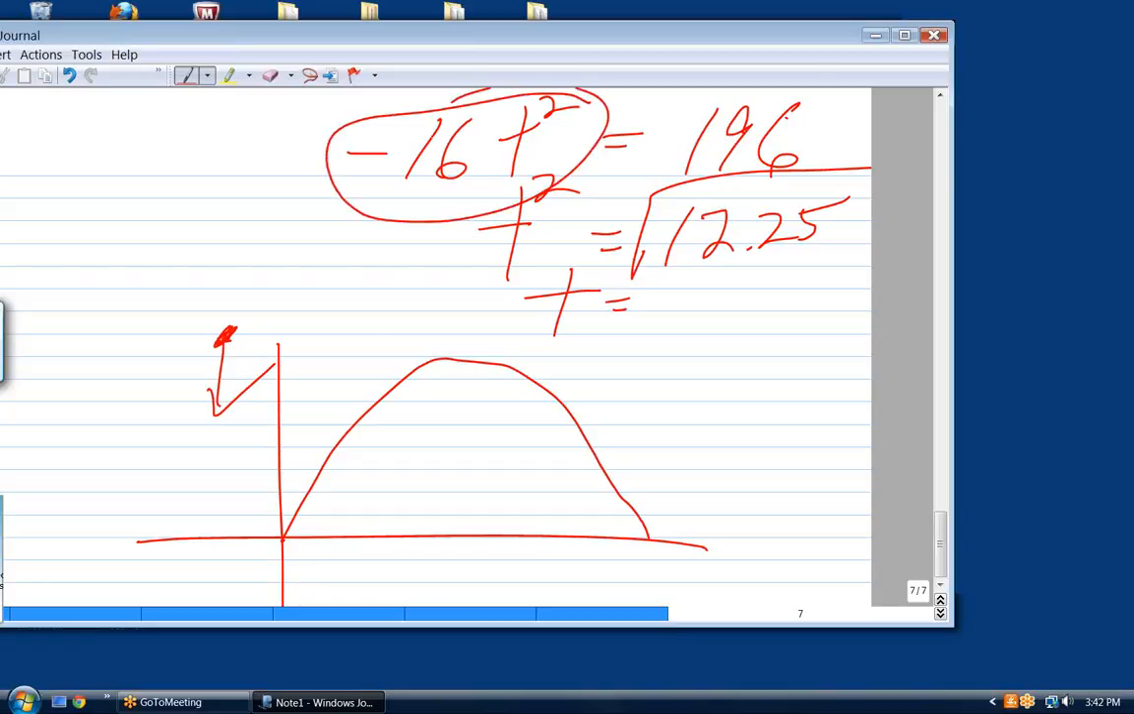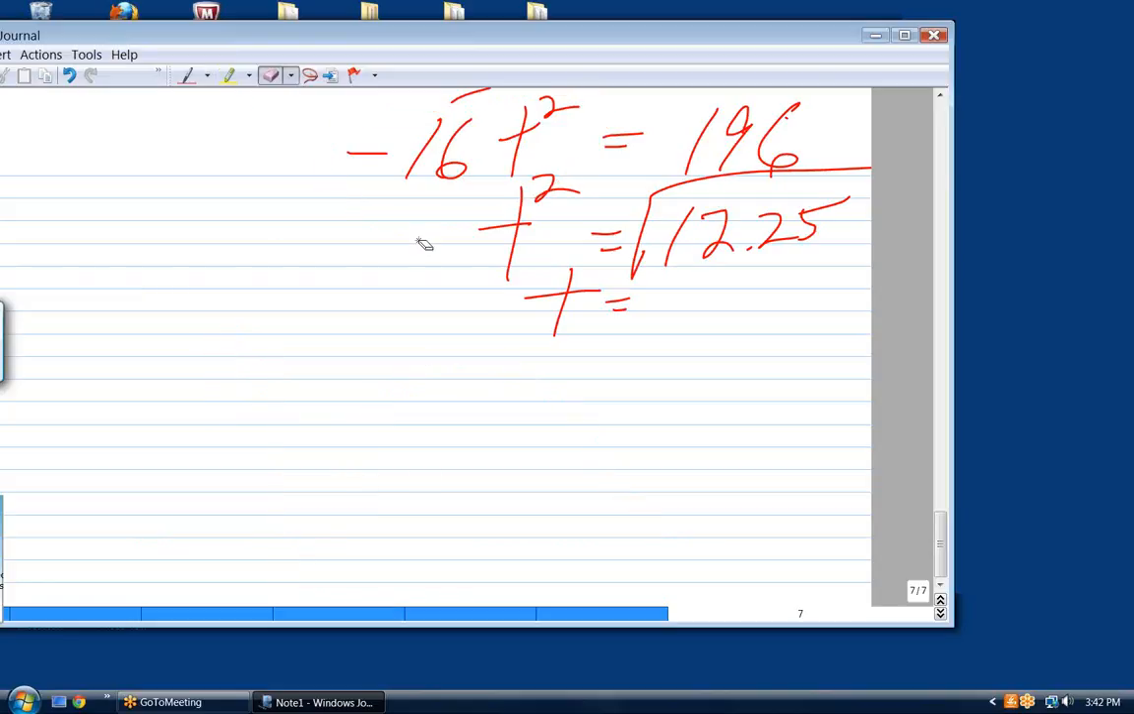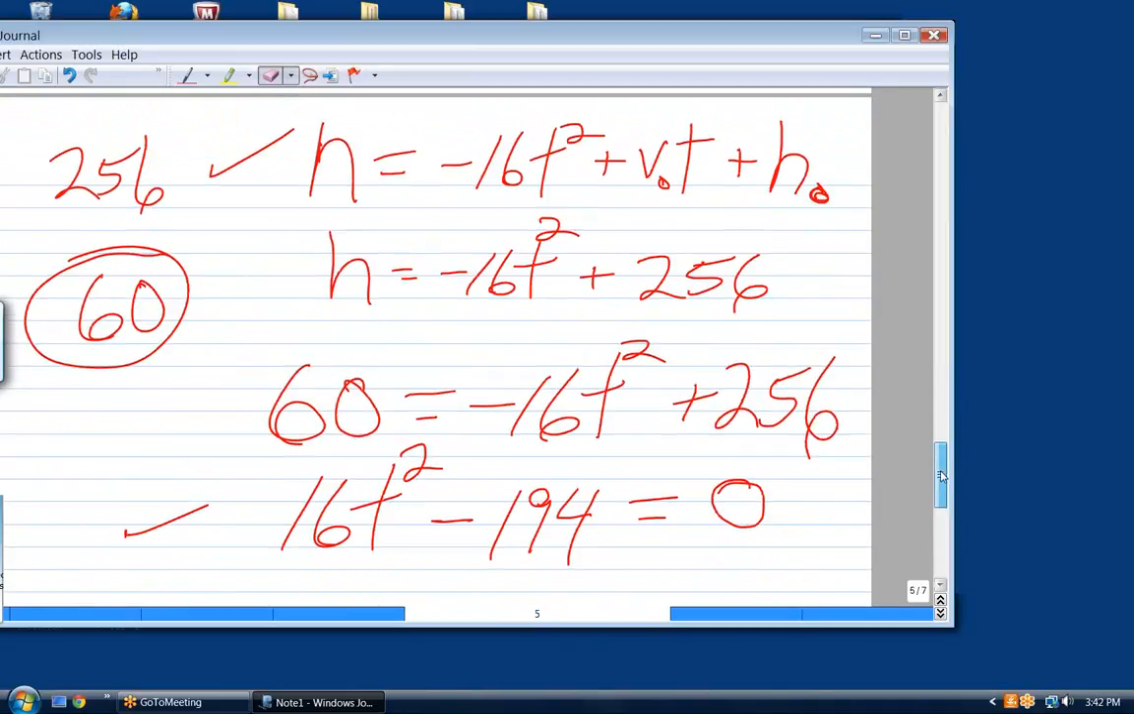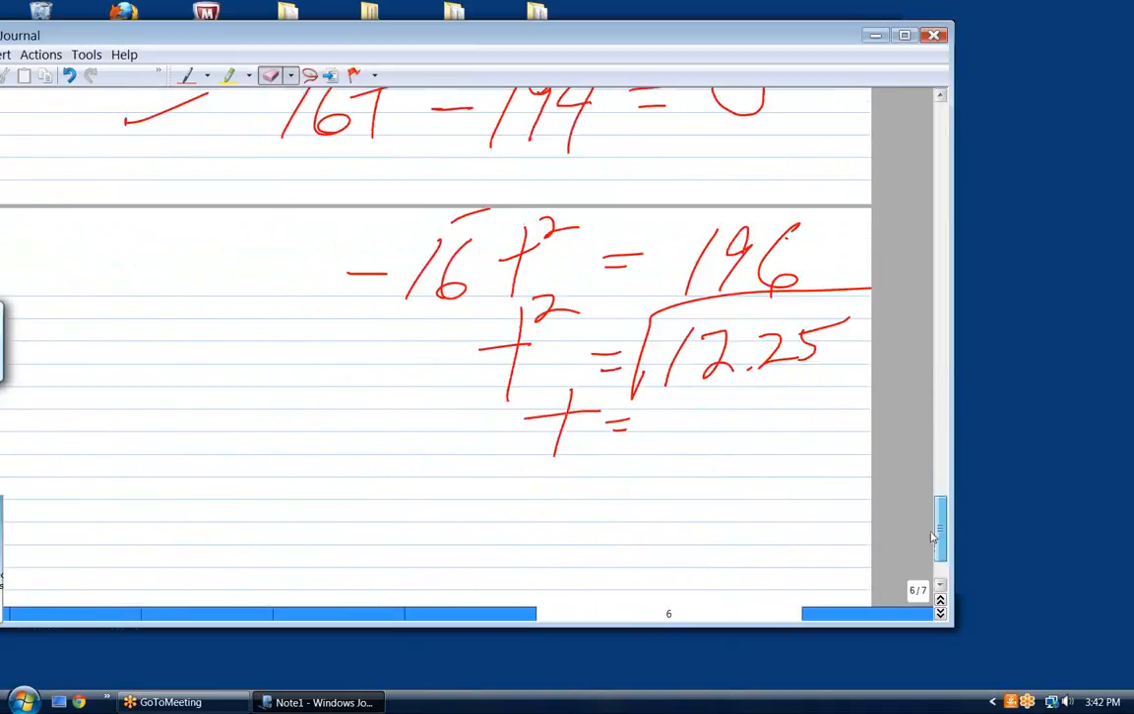All right. So he was probably mixing it up a little bit when he gave you this problem to confuse you by having no initial velocity.